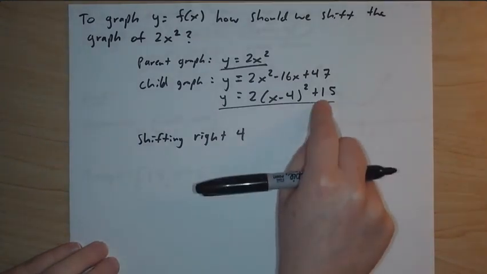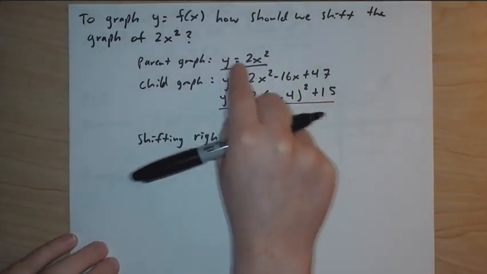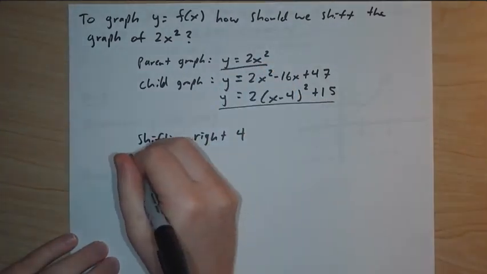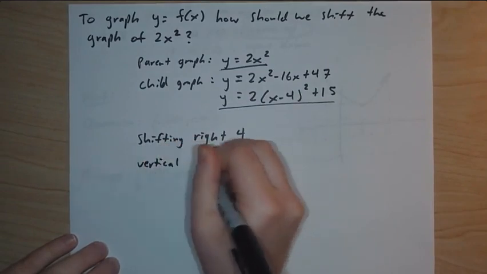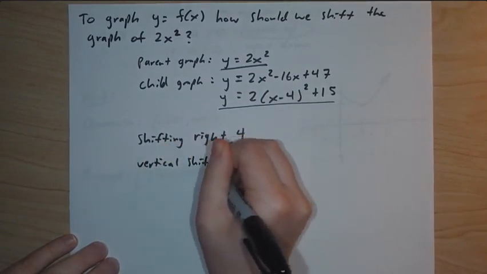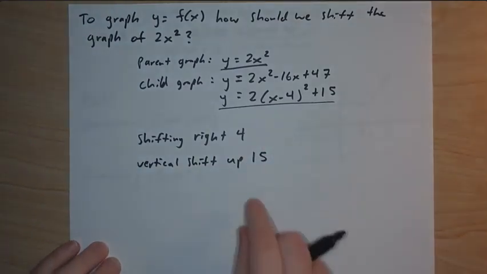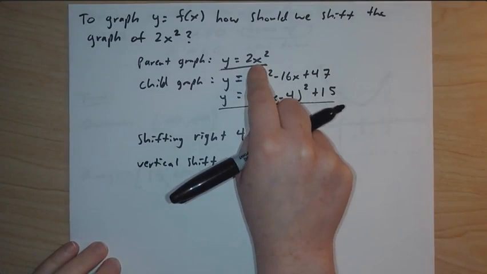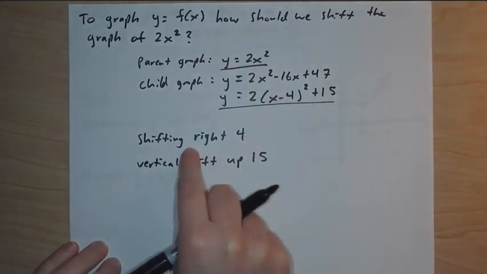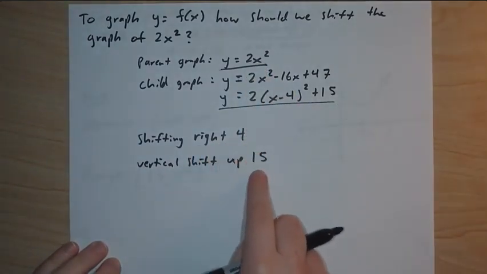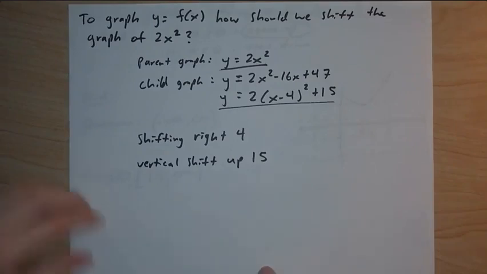So because we added 15, separately to our function up here, this is a vertical shift up 15. So essentially we moved our parent graph, which was y equals 2x squared, to the right 4 spaces and up 15 spaces. So that's just a little aside. Moving on.